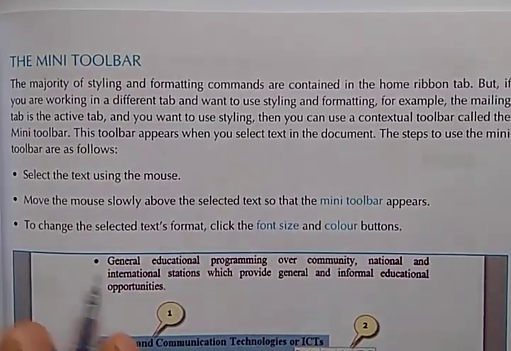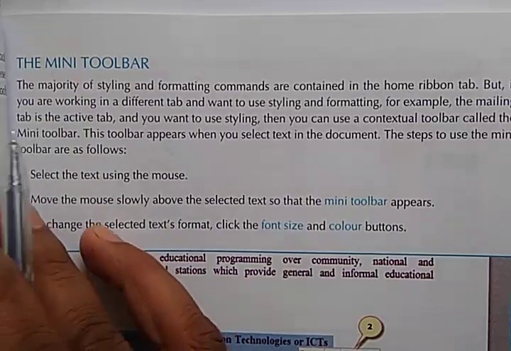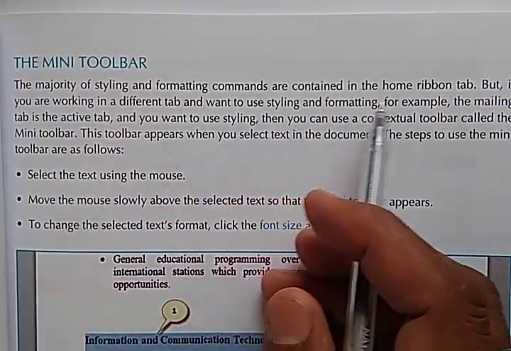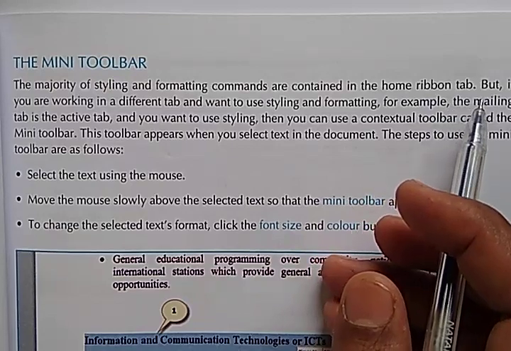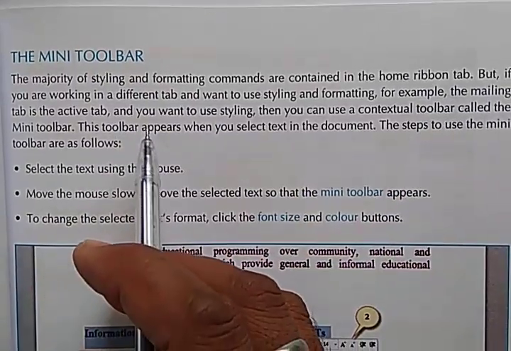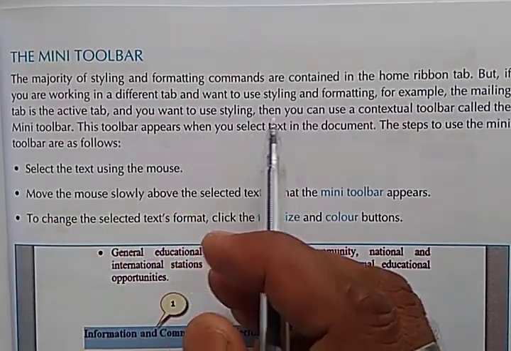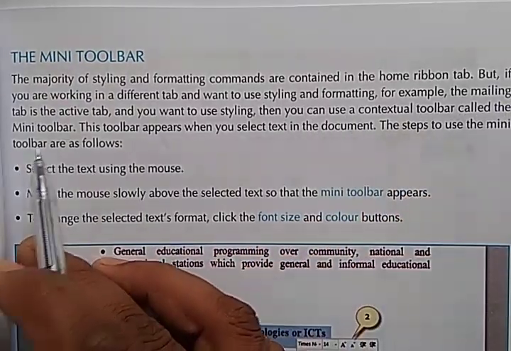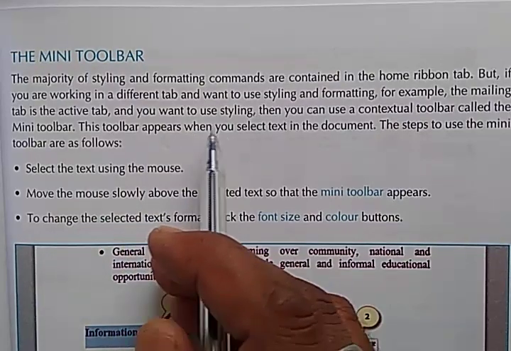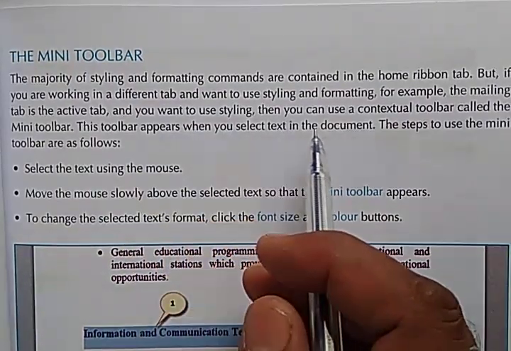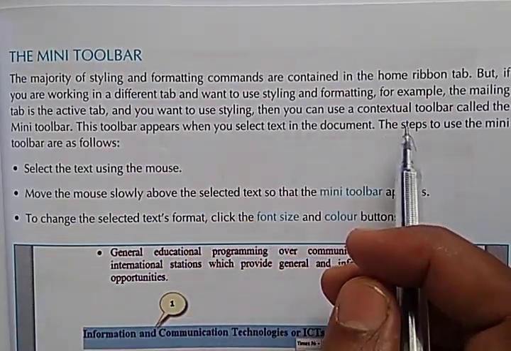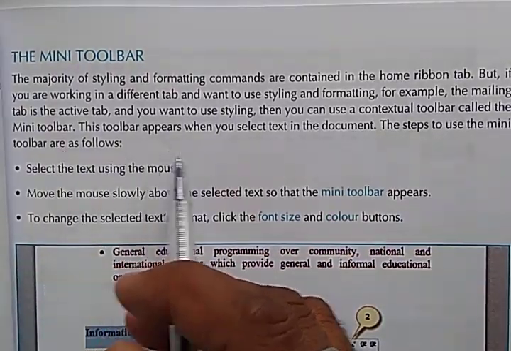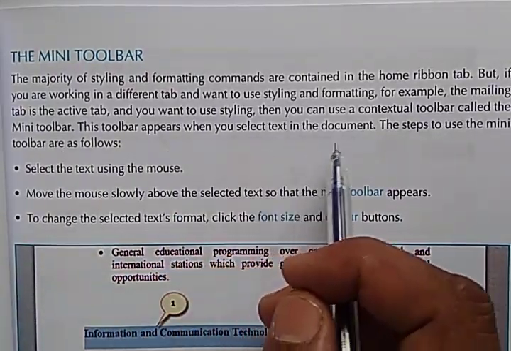Next topic is the mini toolbar. The majority of styling and formatting commands are contained in the home ribbon tab. But if you are working in a different tab and want to use styling and formatting, for example, the mailing tab is the active tab, and you want to use styling, then you can use a contextual toolbar called the mini toolbar. This toolbar appears when you select text in the document.